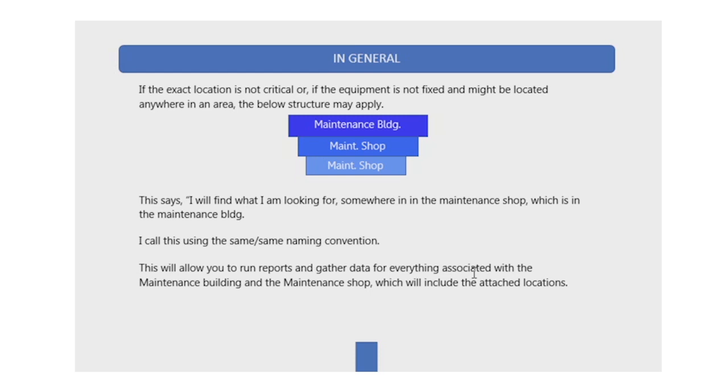When there are situations where the exact location is not critical or the equipment is not fixed and might be located anywhere within the area, the below structure might apply. What it says is, if I go to the maintenance shop in the maintenance building, I am going to find what I am looking for.